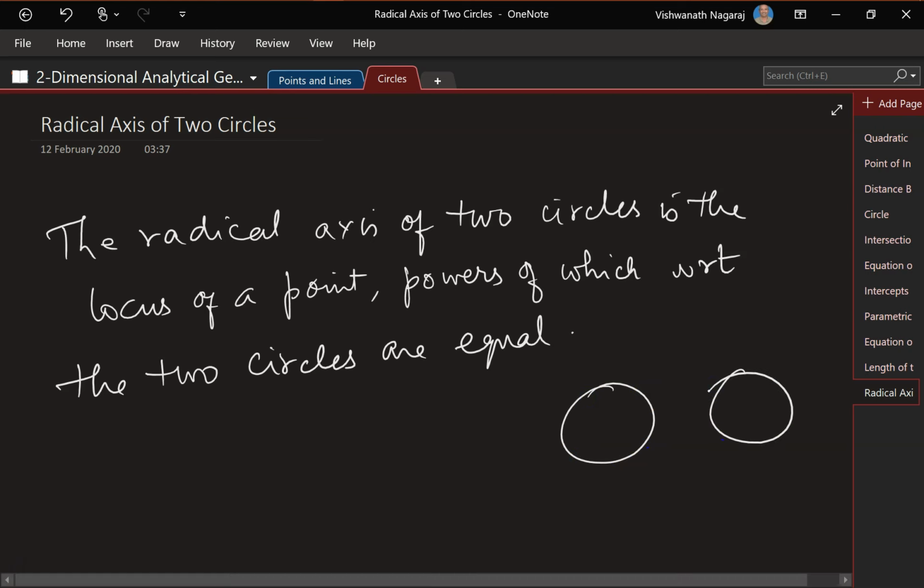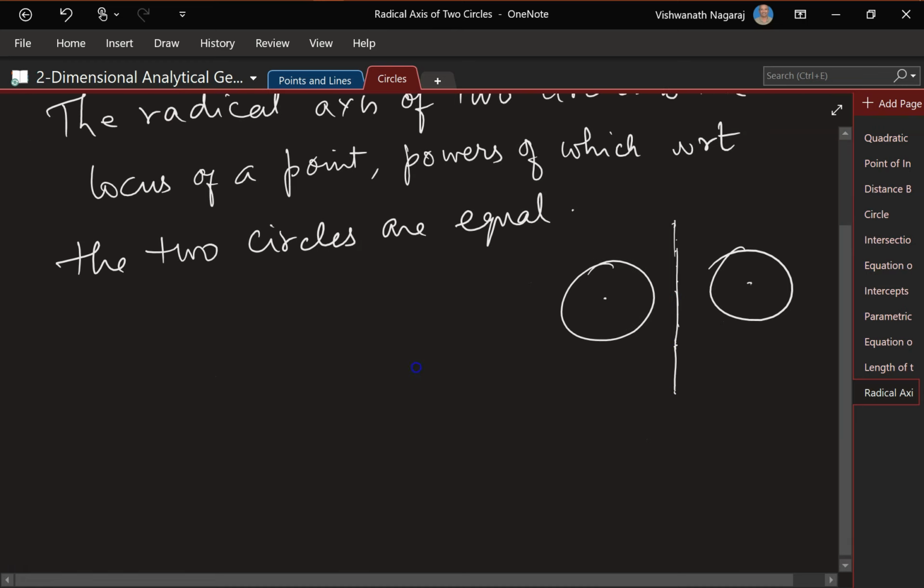You have two circles and there is a point whose power with respect to one circle and whose power with respect to the other are equal. Similarly, since it says locus of a point, that means there is a whole set of points, and if we connect these points we would get a line.